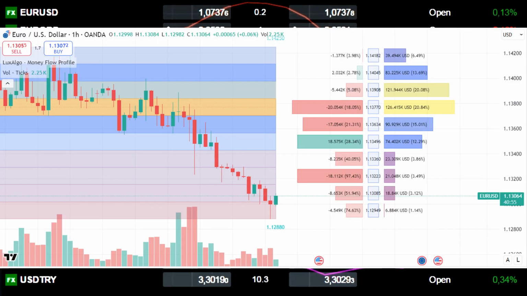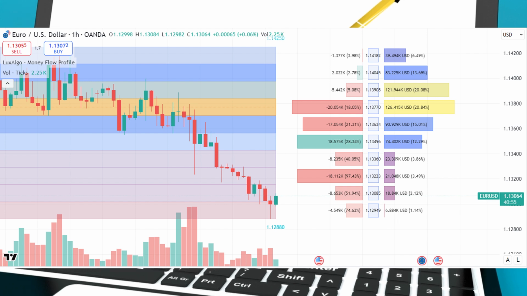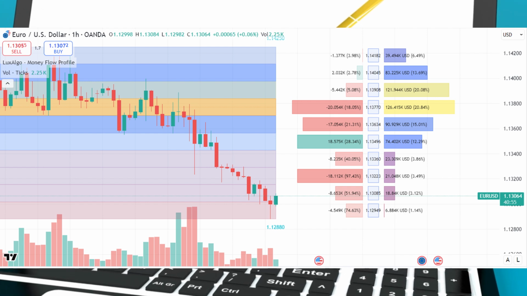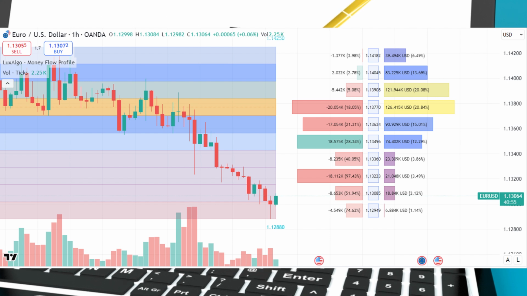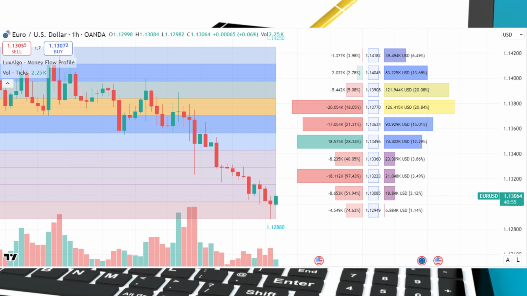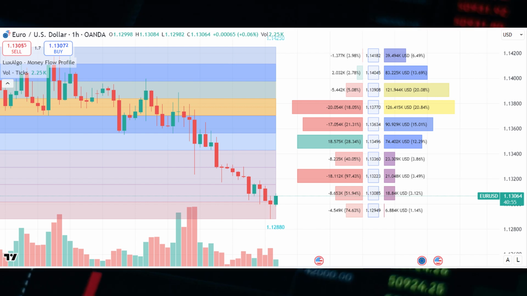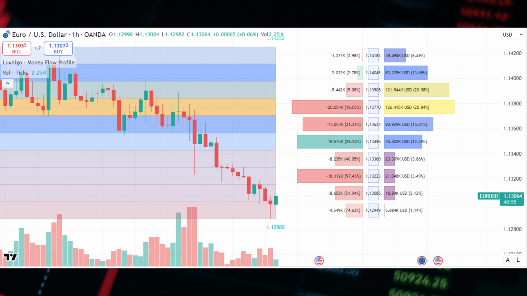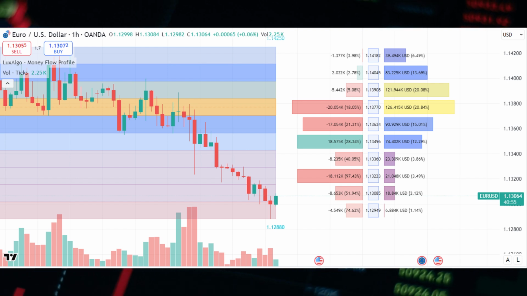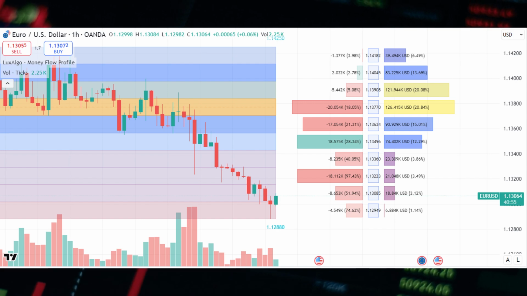So, let's talk about volume profile and liquidity zones. Heavy resistance now sits between 1.1350 and 1.1380. What used to be strong prior buyer interest is now turned into supply. Price has fallen below all key value zones and there's thin liquidity beneath, which means drops could accelerate if no buyers step in.